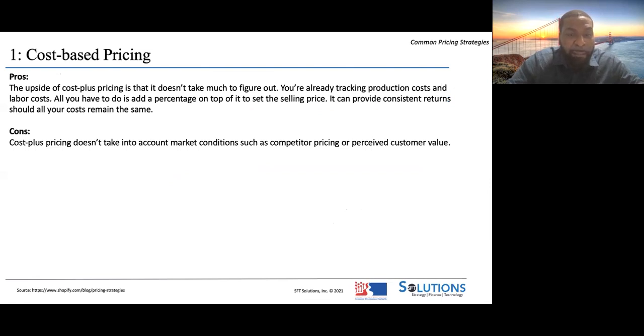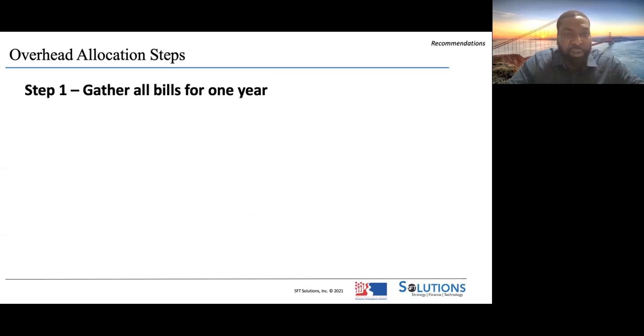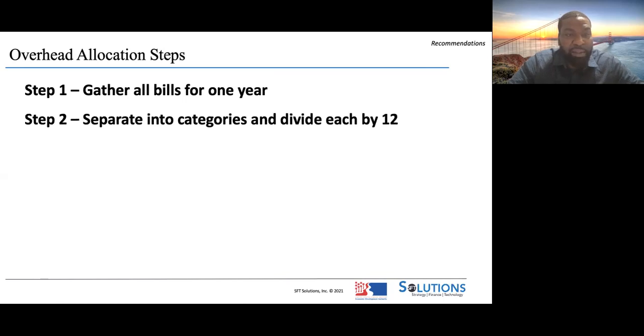Here's an example of how you can easily figure out what your costs are, because this is something that some folks have some questions on. My recommendation would be, step one, gather all of your bills for the year. If you don't have bills, estimate what they're going to be. Separate your bills into different categories and then divide by 12.